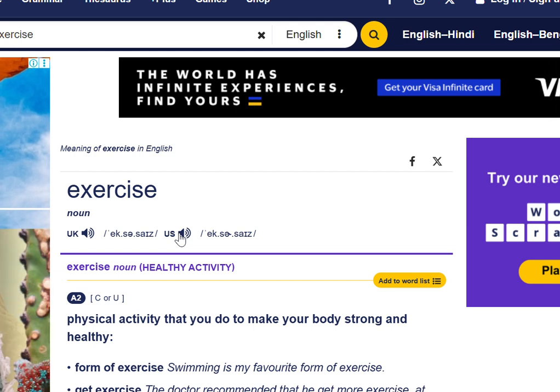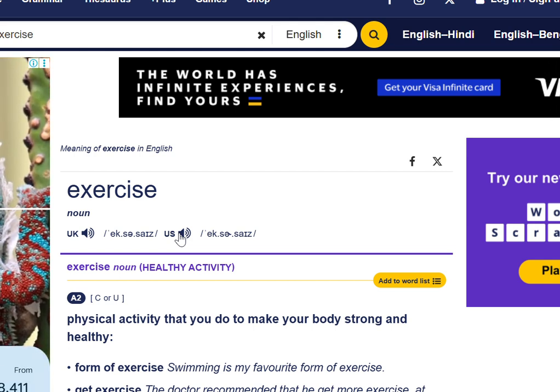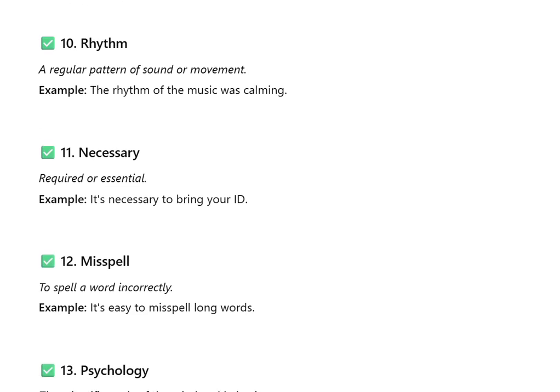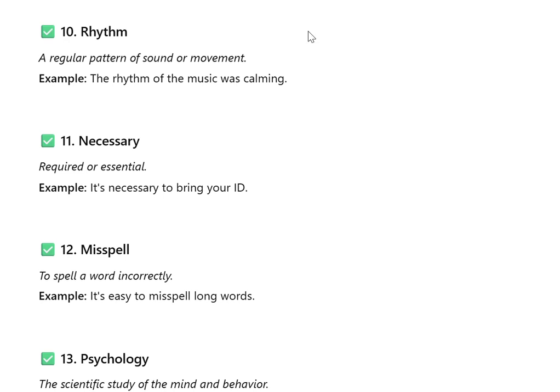I need to exercise. Okay, like that. It's a noun. And you say physical activity to stay healthy, or a practical task. You see, morning exercise keeps you fit. It means everybody should exercise, and that will keep your body fit. Okay. And the next word is rhythm.